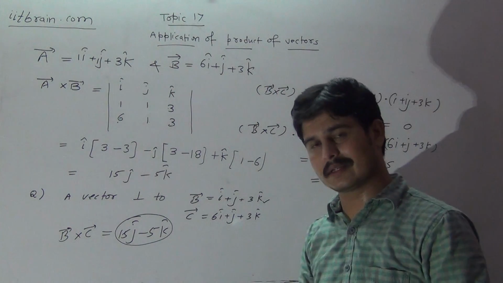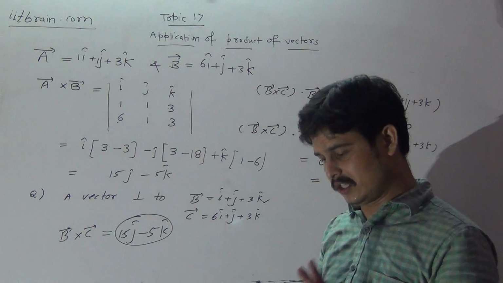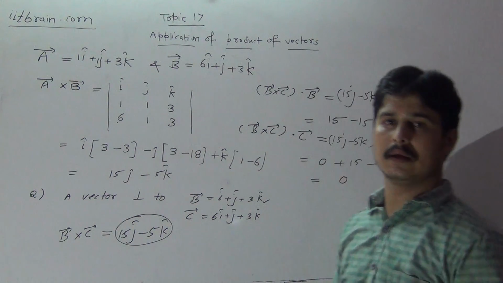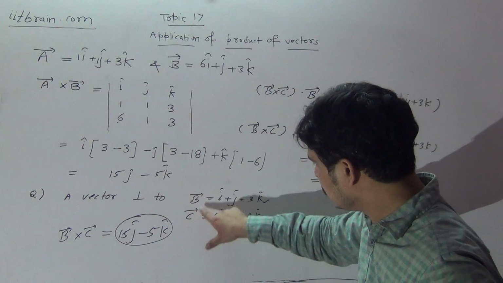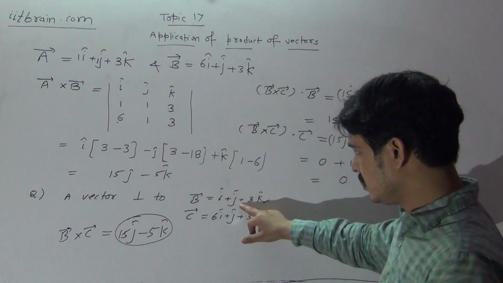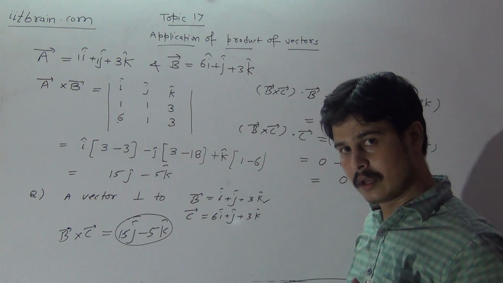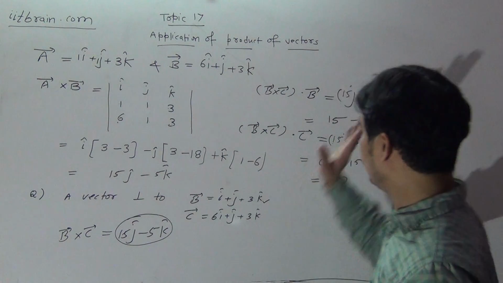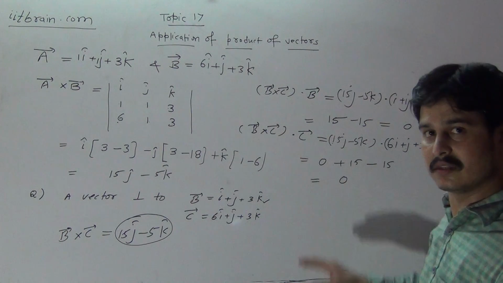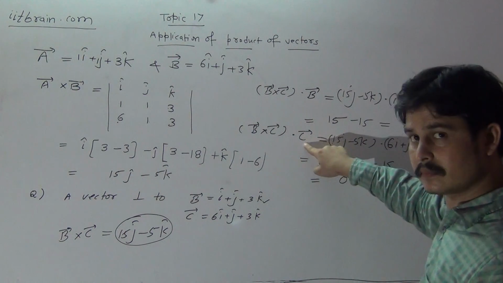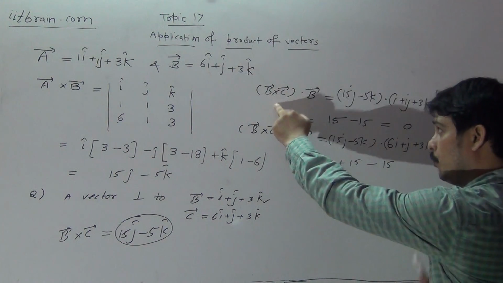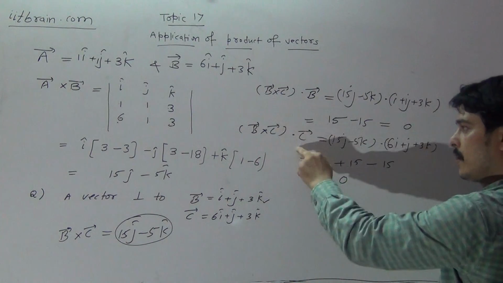And a vector can give 0 dot with another vector in only two conditions: either its magnitude is 0 or it is perpendicular to it. And here we see that B and C both are non-zero vectors. Neither magnitude of B is 0, nor that of C is 0. But still, B and C are giving 0 as the dot between B cross C and B, and B cross C and C. It means B and C both are perpendicular to B cross C.